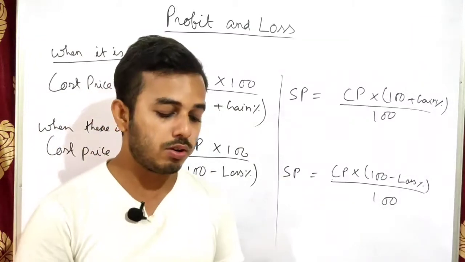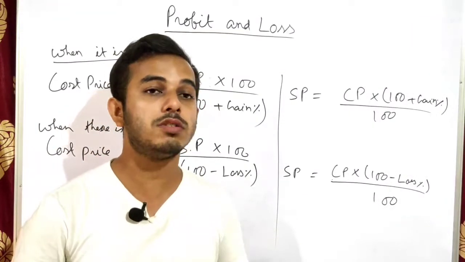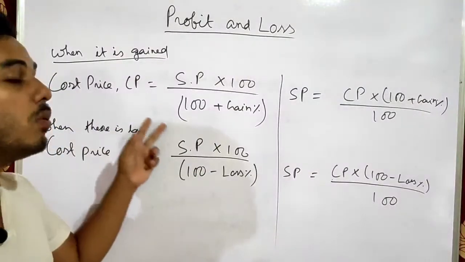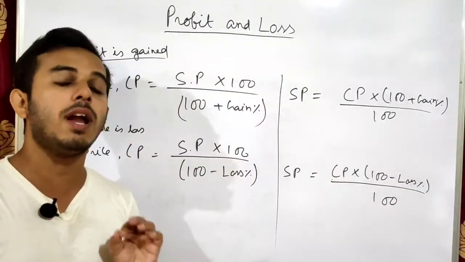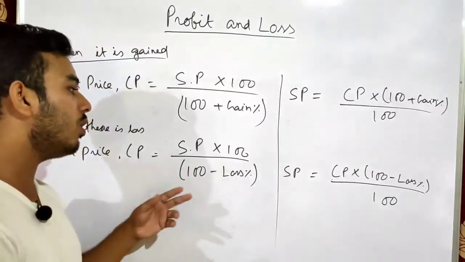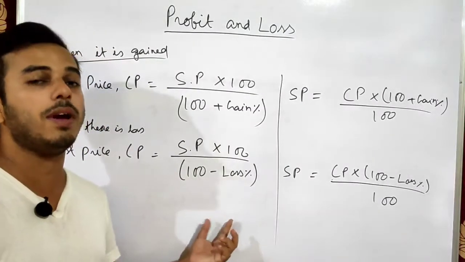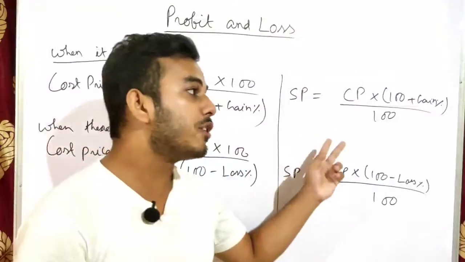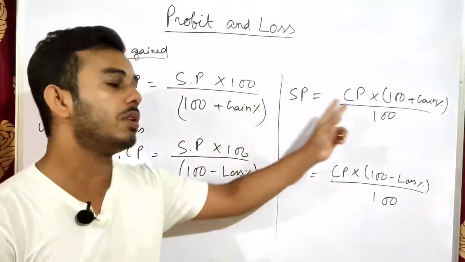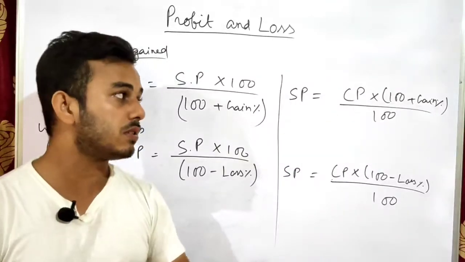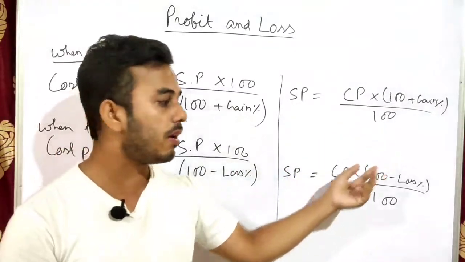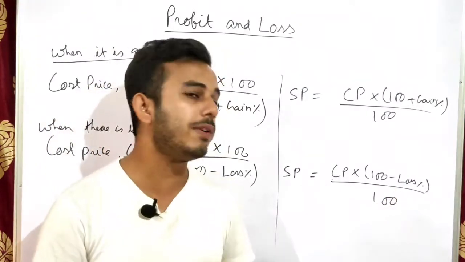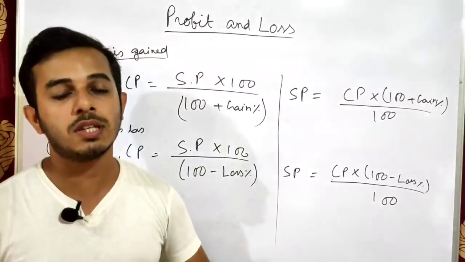And how to find out CP? If gain percent and SP are given, you can easily find the CP: SP into 100 divided by 100 plus gain percent. And when it is loss, it will be SP into 100 divided by 100 minus loss percent. And how to find SP? Same, if you know this one, you can easily find this one. CP into 100 plus gain percent divided by 100. And SP when it is loss is CP into 100 minus loss percent divided by 100. I hope this is clear to you, right?